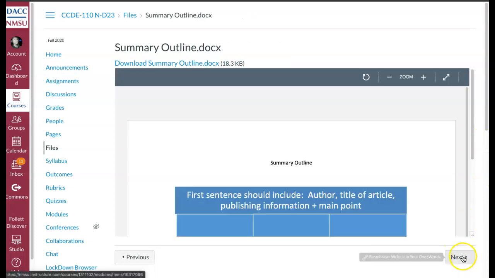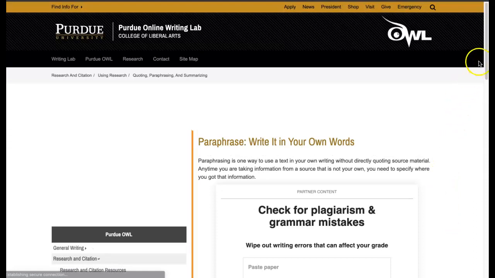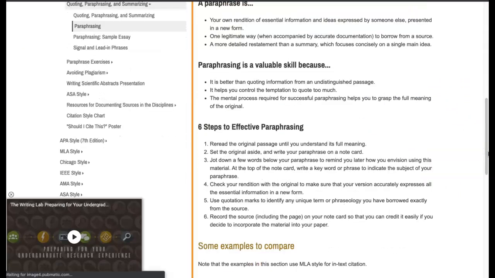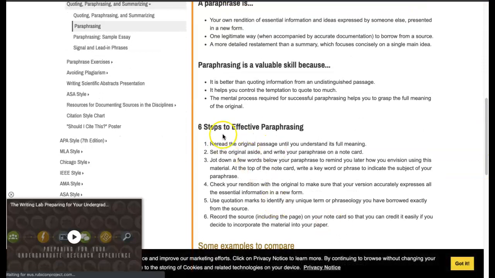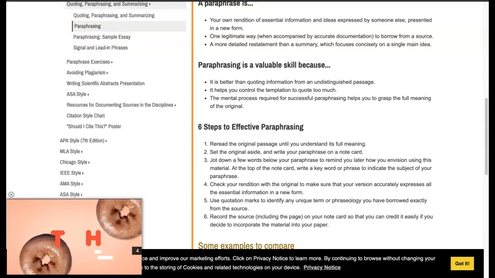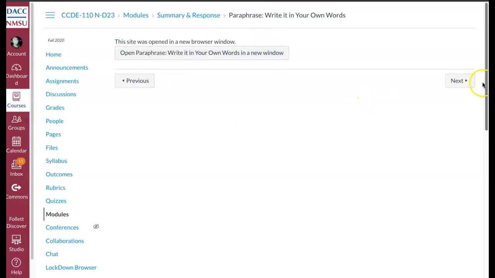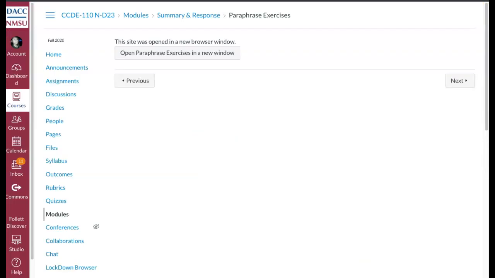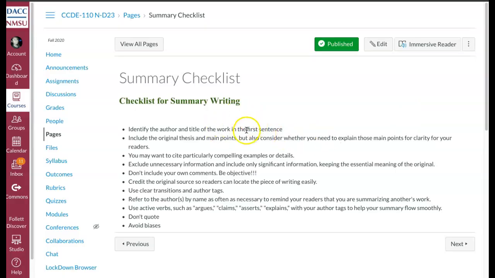So again, there's the outline, and then over here we have some information on paraphrasing, and it talks about effective paraphrasing. So it's definitely something that you can read if you're having trouble with that. And then if we keep going, here are some paraphrase exercises that you can try on your own. And here's a summary checklist that I think is very helpful.